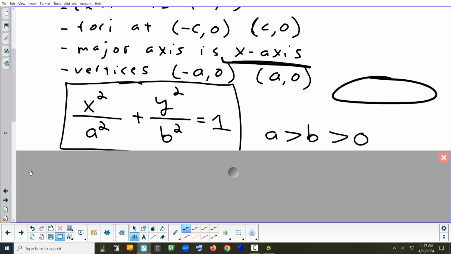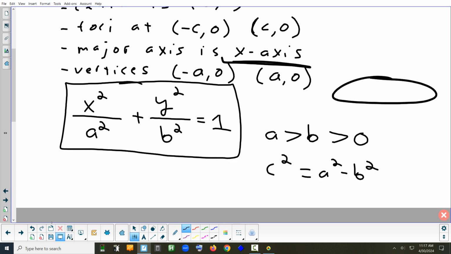Now, if you only know the A and the B, you need a way to figure out the C. Or if you only know the B and the C, you need a way to figure out the A. So there's a formula that gives you a connection between the A, the B, and the C. The formula is C squared equals A squared minus B squared. So we're going to use that in almost every problem. If we only know 2 out of 3 of the letters, we can figure out the third one.